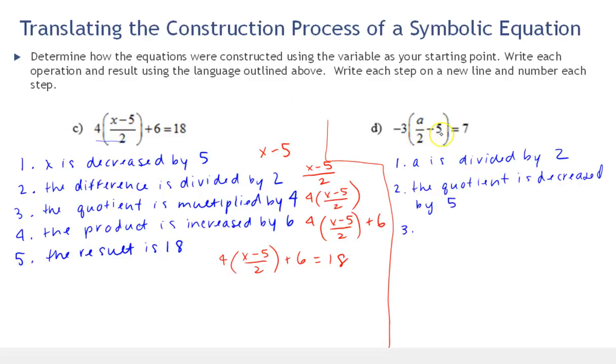Now our next step, so that's everything in the parentheses, we're going to multiply by -3. So since we just decreased, this is a difference. So the difference is multiplied by -3, and then that's the entire left-hand side of the equation, so the result is 7.